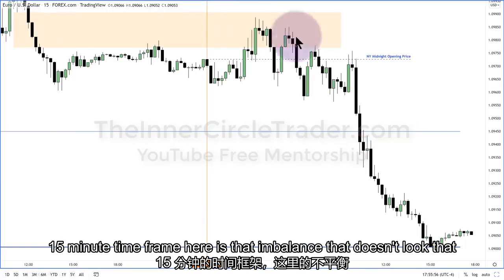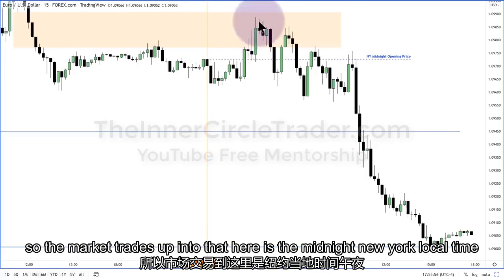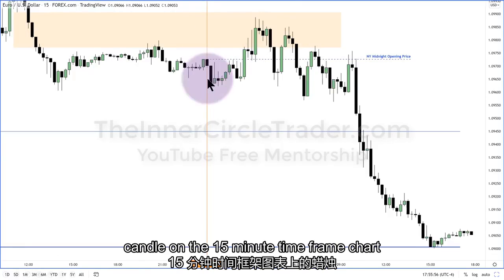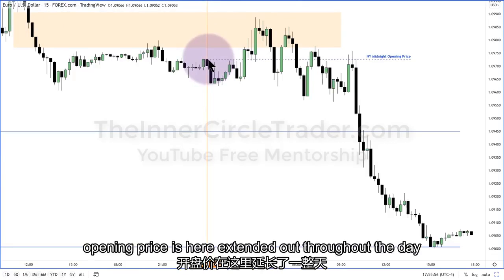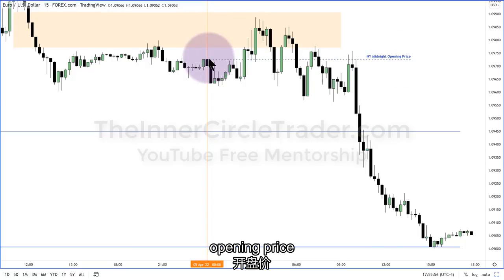15-minute time frame. Here is that imbalance. That doesn't look that clean on a 15-minute time frame, but the hourly is what we're framing it on. Okay. So the market trades up into that. Here is the midnight New York local time candle on the 15-minute time frame chart. Opening price is here. Extend it out throughout the day. That is your midnight New York candle opening price.